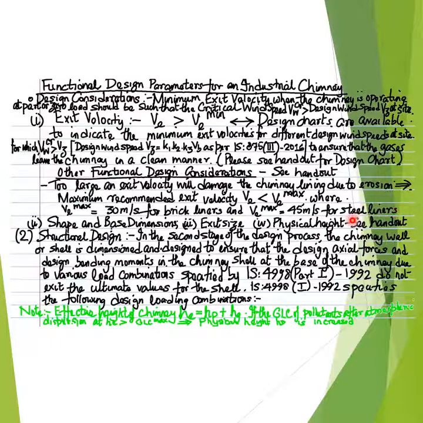A brief overview of the physical relevance and the design implications of the functional design parameters numbered as Roman numerals 2, 3, and 4, that is the shape and base dimensions, the exit size, and the physical height of the chimney, is presented in the annexure at the end of the current lecture series.